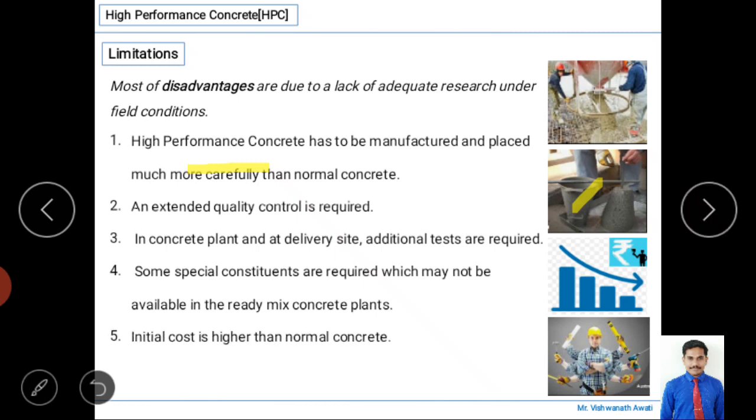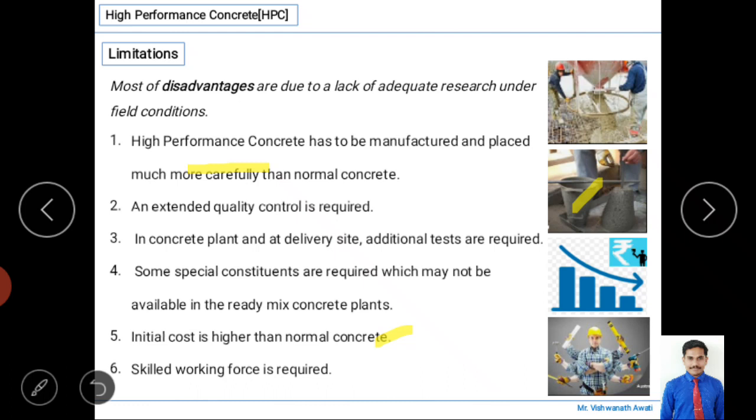Initial cost is higher than normal concrete. That I told. Initial cost means manufacturing cost and placing cost. It is high, but comparatively it is effective for a longer duration. But the initial cost is very high, and that is one of the limitations.